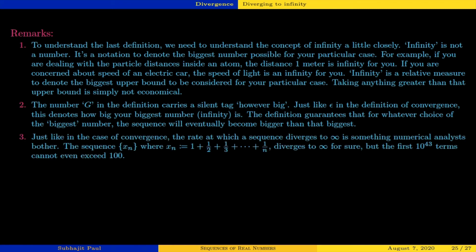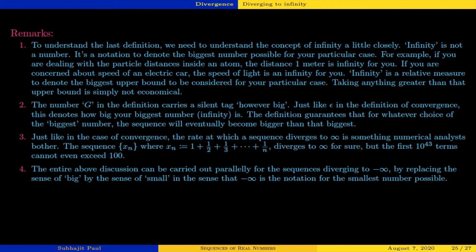Next one, just like in the case of convergence, the rate at which a sequence diverges to infinity is something numerical analysts bother about. The sequence xn, the harmonic sequence 1 plus a half plus 1/3 and so on, diverges to infinity for sure, that we know from theory, but the first 10 to the power 43 terms cannot even exceed 100. That slow is the rate of divergence of this sequence.